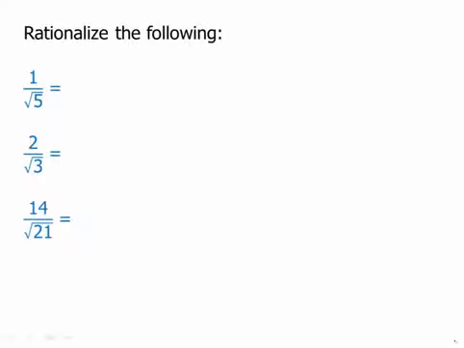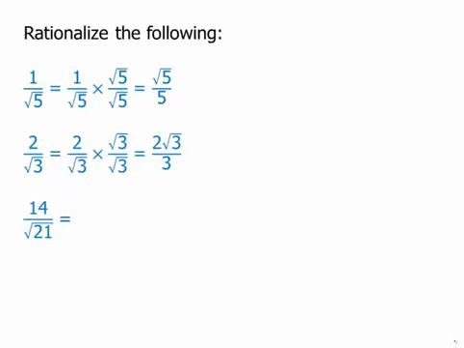Practice rationalizing the following. In each case, you're just going to multiply by the radical over itself and then simplify. Pause the video and then we'll talk about this. Okay, in that first one, obviously we will multiply by root 5 over root 5, and we get root 5 over 5. In the second one, we'll multiply by root 3 over root 3. We'll wind up with 2 root 3 over 3.